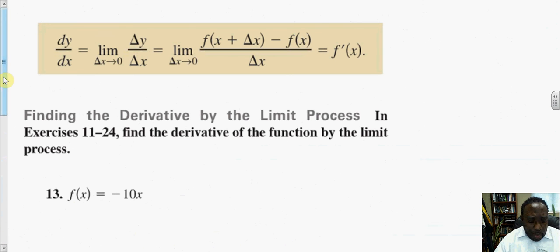Secondly, we investigate the question of being able to find the derivative based on the definition of the limit. So here, find the derivative of the function by the limit process. We say that the limit of delta y over delta x, as delta x goes to 0, is called the derivative, f prime of x. And so this is basically the slope still, the difference of y with respect to the difference of x.